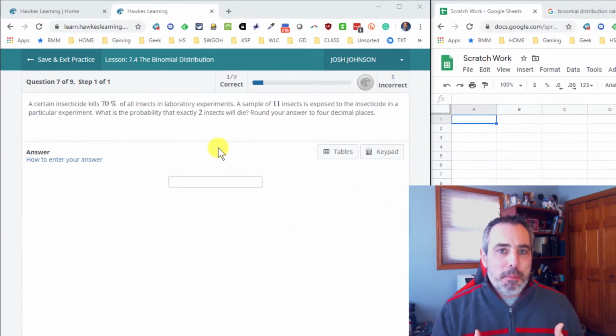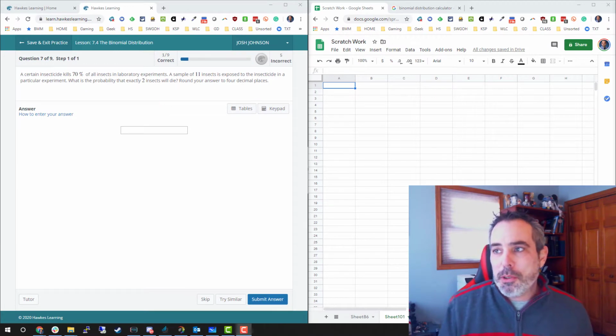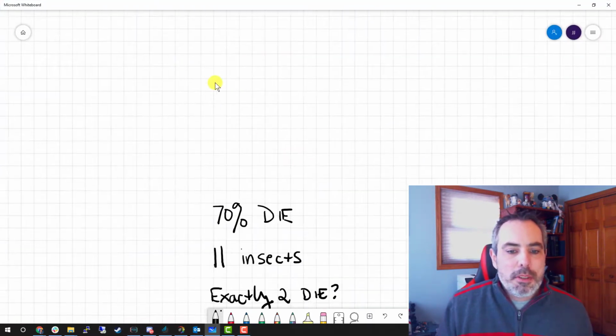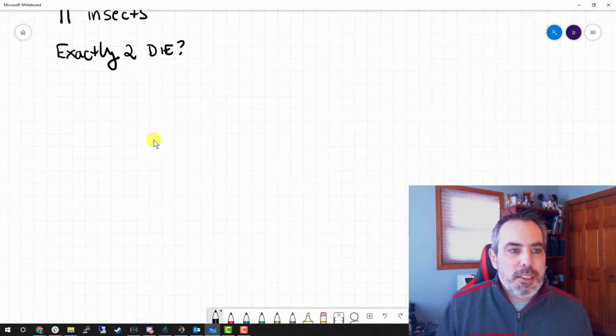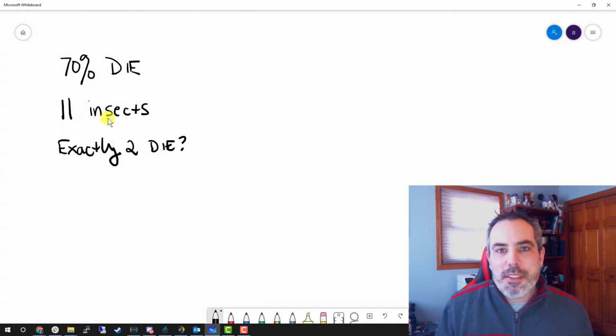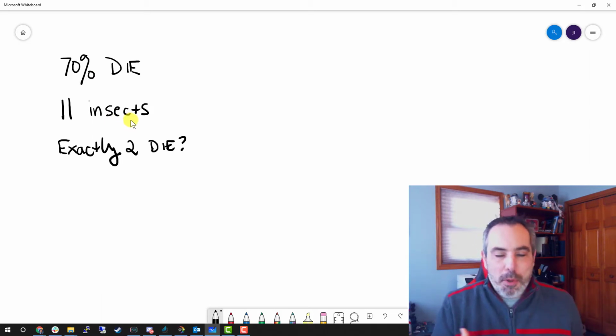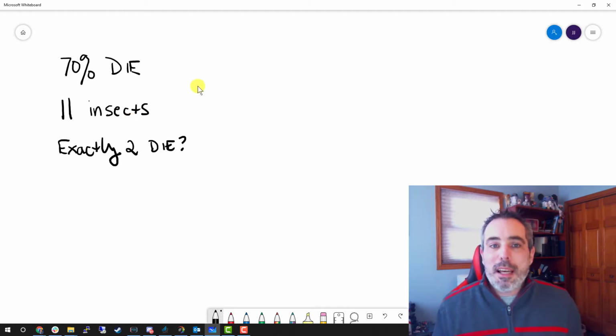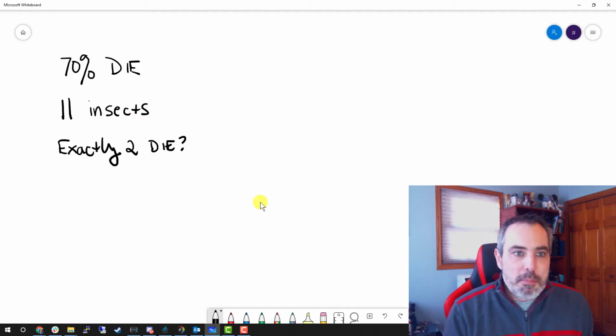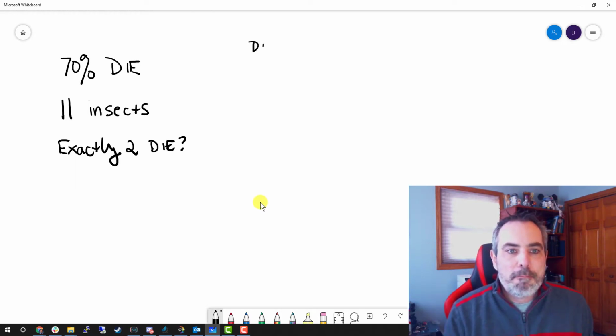Now, this is kind of the premise for a binomial distribution. I'm going to take that information up here and just simplify it. We're looking at 11 insects. Each insect is basically a member of this sample. It's an individual event. 70% of insects will die, and they want to know the probability that exactly 2 do. The reason that this becomes part of a binomial distribution is because you either die or you live. This is an example of something that is binomial.